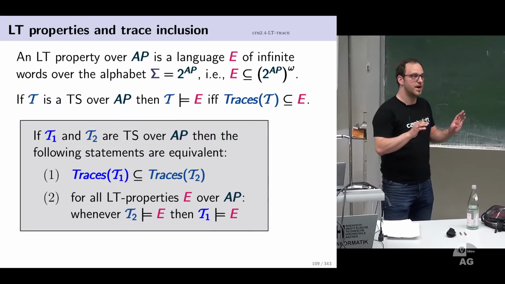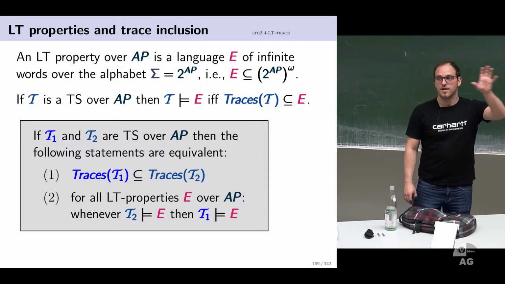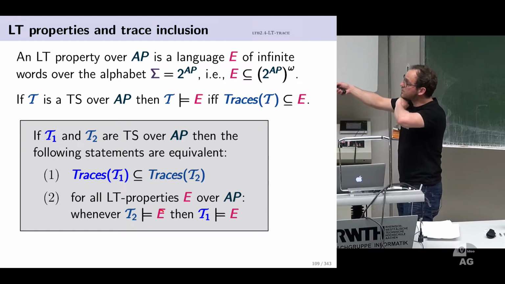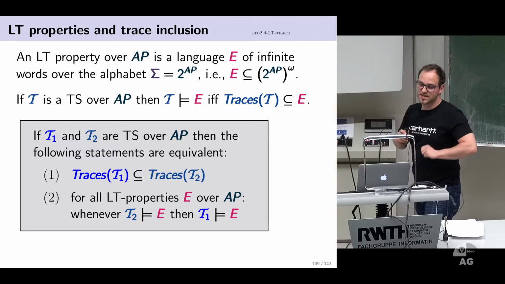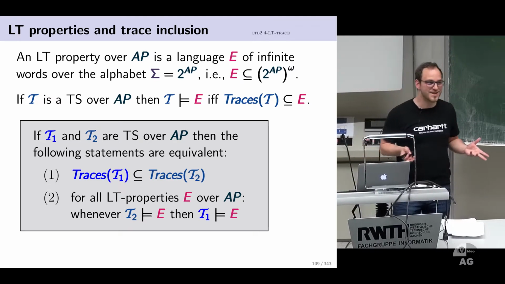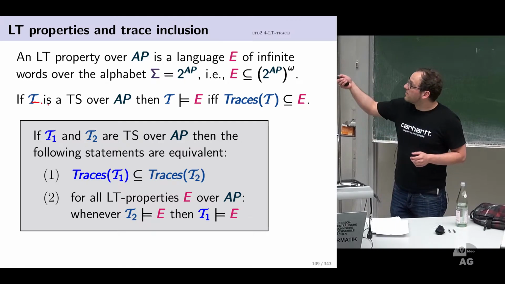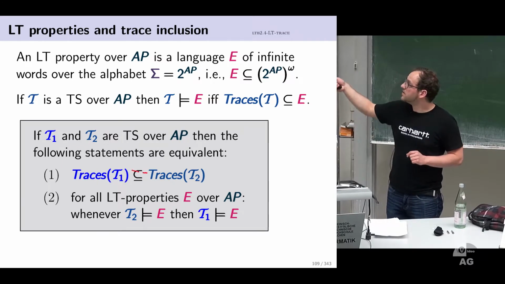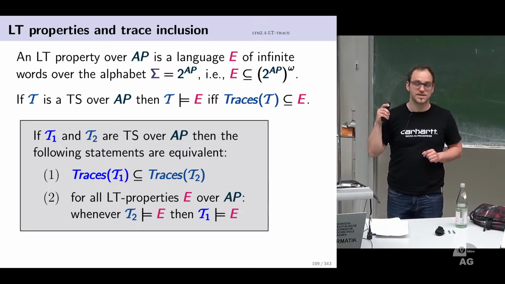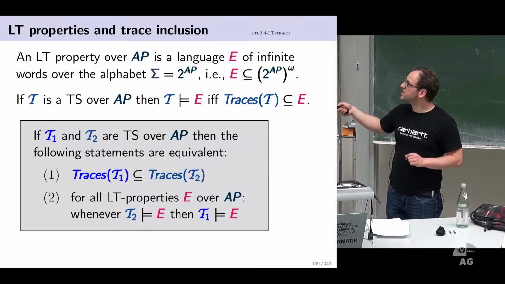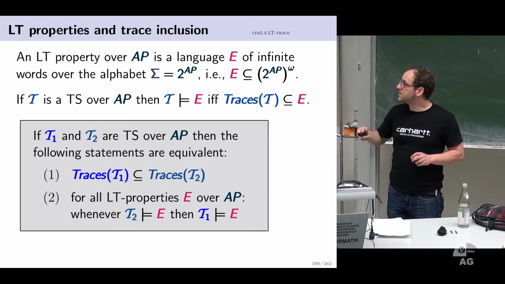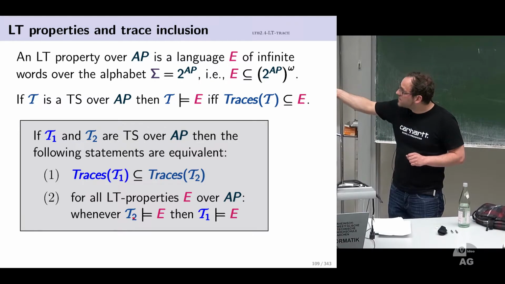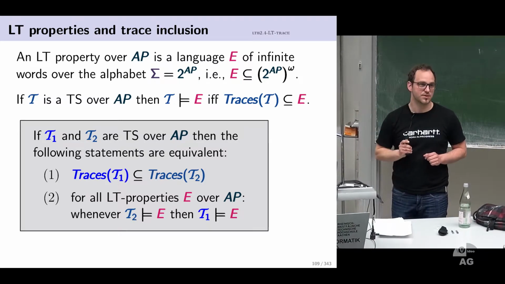But this was an implication, right? We said if you have this, then for all LT properties, if T2 satisfies the LT property, then T1 satisfies it as well. But what you can actually show is that it's equivalent. You have that for 2 transition systems, T1 and T2, the following is really equivalent. The traces of T1 are fully included in the traces of T2. This is equivalent to saying, and I should formulate it positively, that for all LT properties, if T2 satisfies it, then T1 satisfies it as well.